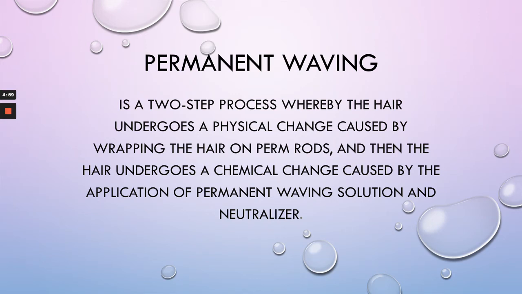Topic 3, Hair and Scalp Care, focusing on permanent waving. Permanent waving is a two-step process whereby the hair undergoes a physical change caused by wrapping the hair on perm rods, and then the hair undergoes a chemical change caused by the application of perm waving solution and neutralizer. Because chemical changes are involved, always perform an elasticity test. Side note, you may have that question on your exam.